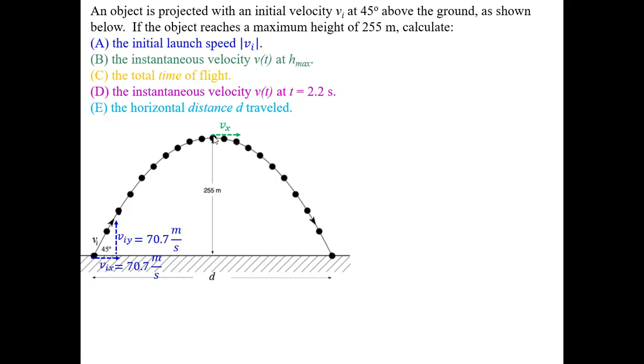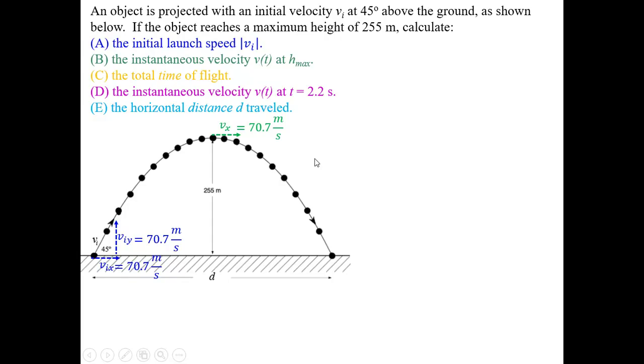Okay, so keep that in mind. Vx is present. Don't just say v is 0. No, it's vfy that is 0, but vx still exists and it's actually the same value. If you've seen the other videos, the acceleration in the x direction is 0, so therefore vx must stay constant throughout the whole entire flight. We already found vix earlier, which is 70.7. So vx at the top here is also going to be 70.7.